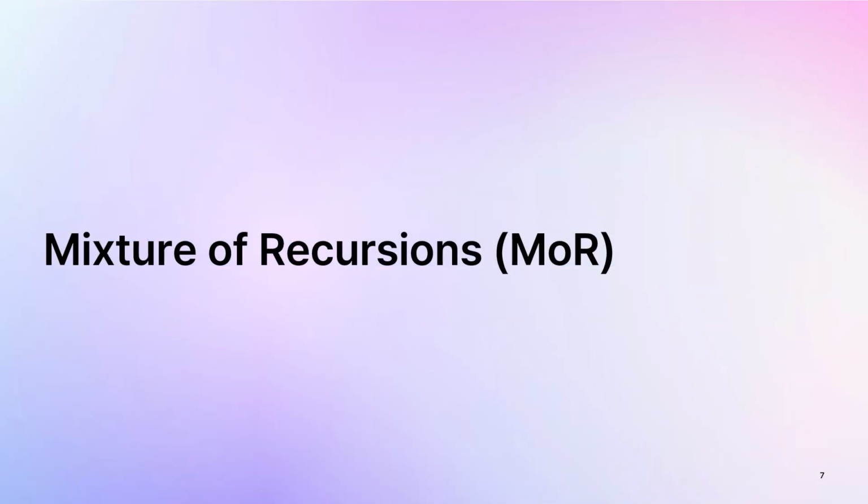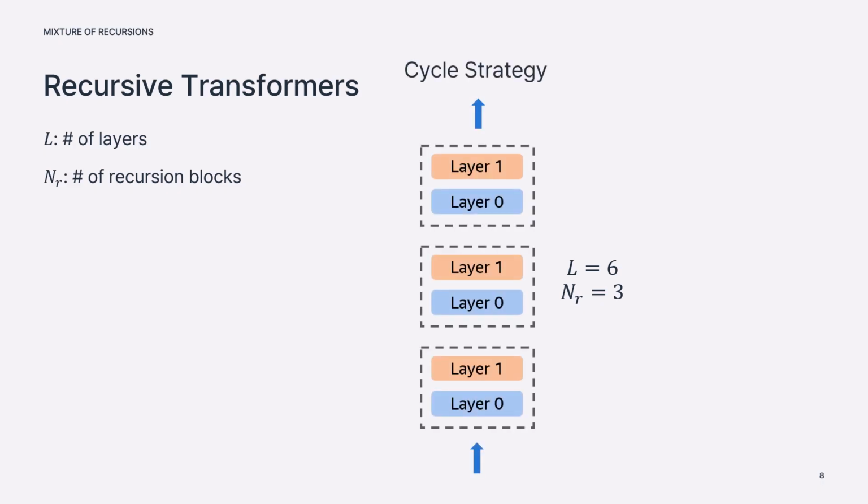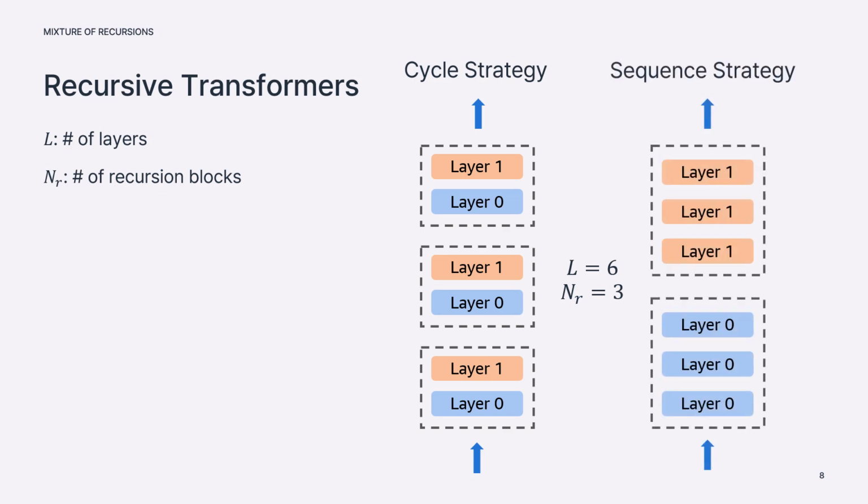Now I'll introduce the mixture-of-recursions framework. Consider a model with 6 total layers arranged as 3 recursion blocks. There are two ways to unroll recursion. The first one is the cycle strategy. It passes through different layers once, then repeats that cycle. The second one is the sequence strategy. It fully reuses one layer for several recursions, then moves to the next layer.